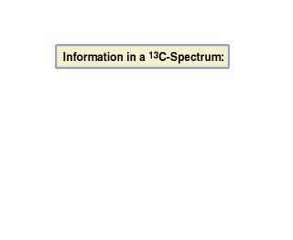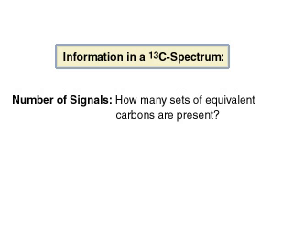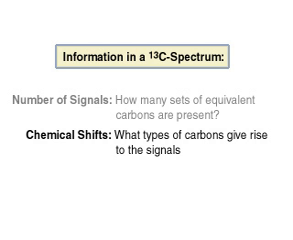The information we can obtain from a carbon-13 spectrum is limited. From the number of signals, we can determine how many sets of equivalent carbons are present in the molecule. From the chemical shifts, we can establish what types of carbons give rise to the signals.